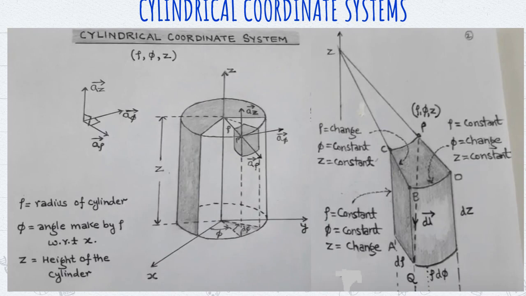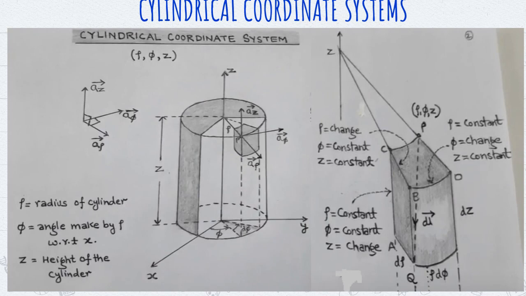So there are three sides of the cylindrical coordinate system. One side is the d rho side, that means the radius side. The other side is along the z axis, so we can say the other side is the dz side. Now what about the third side?